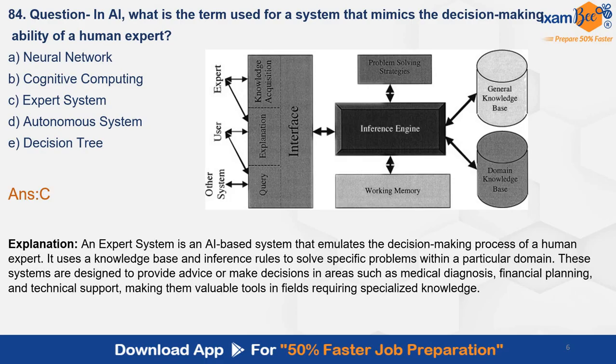Expert system. In an expert system, we see how exactly it works. It is completely based on AI, and the whole process of decision taking is basically a kind of replication. It uses a knowledge base and inference rules to solve specific problems.